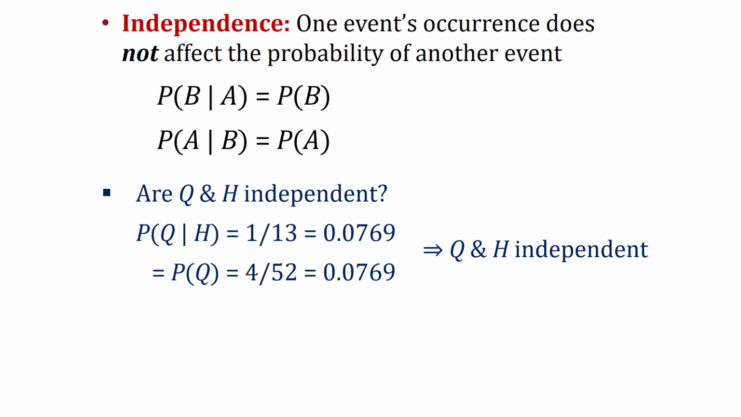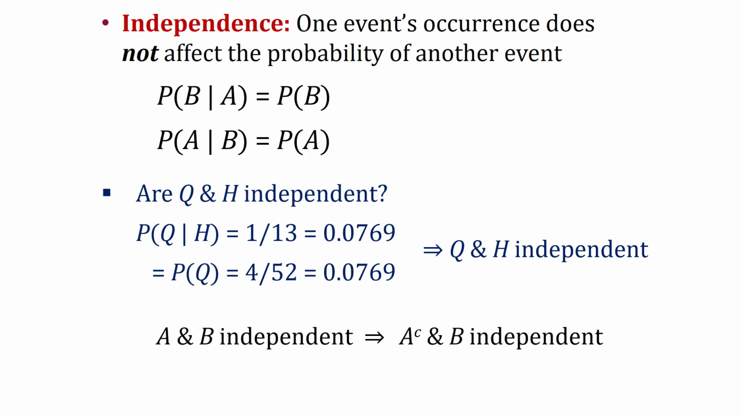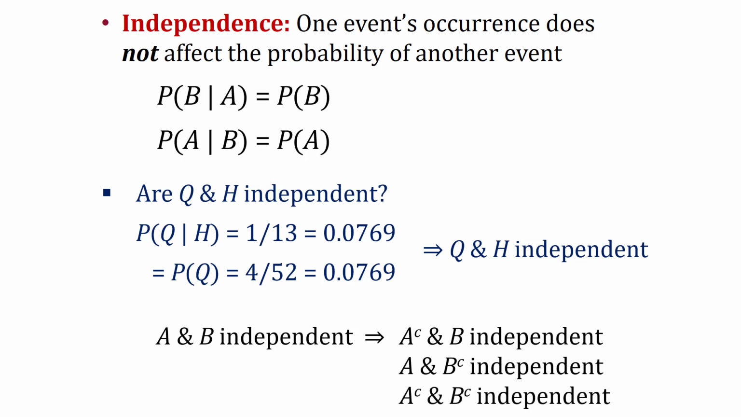And there's a little logical extension we can look at too. Knowing that the card was a heart didn't tell me anything about whether the card was a queen or not. What if I knew that it wasn't a heart? That still wouldn't tell me anything about whether it was a queen or not. And so if two events are independent, then one event's complement and the other event are independent. And it doesn't matter which complement that goes on, and in fact, it could go on both of them. So one of these statements implies all the others.